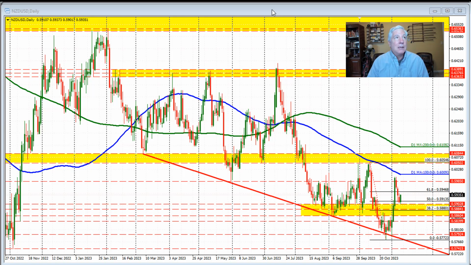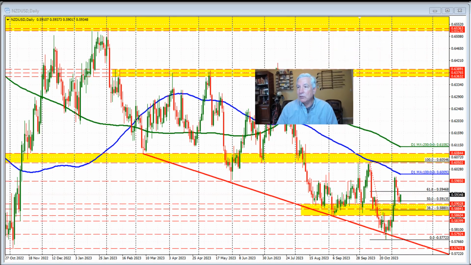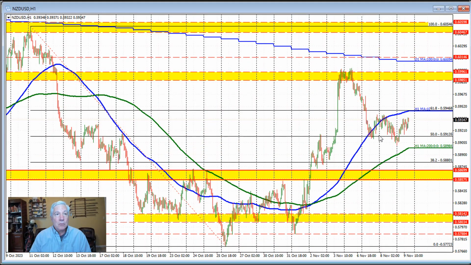Now let's take a closer look at the hourly chart. And when we look at the hourly chart, where did this corrective move to the downside of the last 3 days take us? Well, it took us in between the 100-hour moving average, that's the blue line in this chart, and the 200-hour moving average, that's the green line in this chart. We traded above and below it, admittedly, on Tuesday and again on early Wednesday, but then moved to the downside.